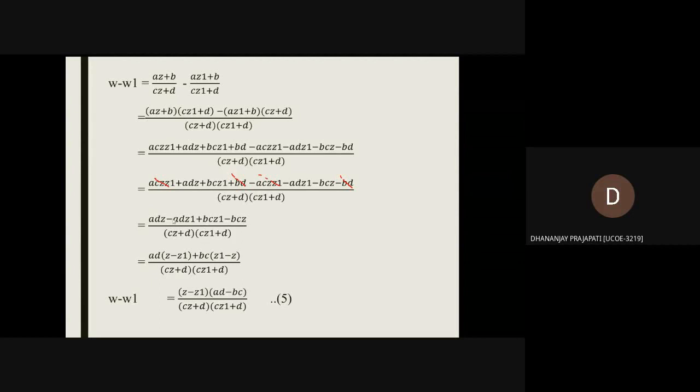In the numerator, we see that the AD term becomes common, and in the bracket Z minus Z1, and on the other side the BC term is common and Z1 minus Z in the bracket. If we want to take the Z minus Z1 term as common, then on the BC side we take the negative sign out of the bracket, so plus BC becomes minus BC, and we take Z minus Z1 as common. In the other bracket we find AD minus BC, and the denominator will be the same. So basically we found the value of W minus W1, and we mark it as equation number 5.